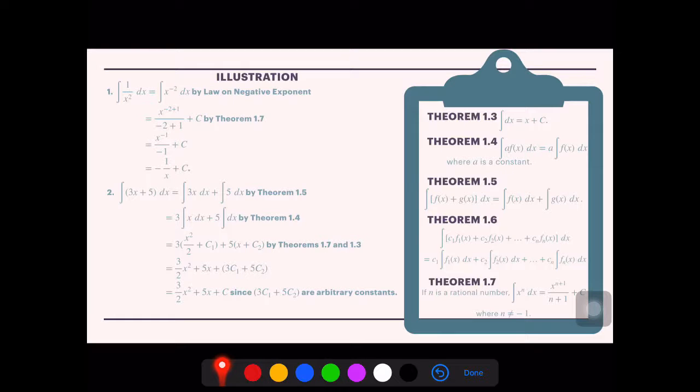In case you want to have a review on this law, just click the eye icon there at the upper right corner of your screen and you will be redirected to that video.